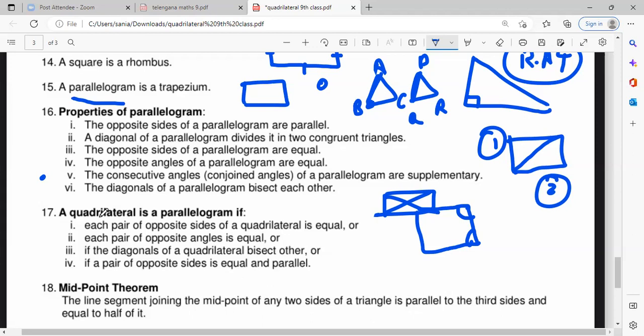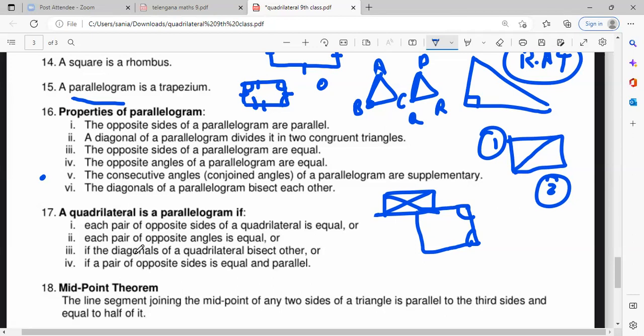And then, a quadrilateral is a parallelogram if. These are the properties. For example, I gave you a quadrilateral and told you to prove that this is a parallelogram. Any quadrilateral will be a parallelogram if, first, each pair of opposite sides of the quadrilateral are equal. For example, this and this and this and this, they are equal. Or the pair of opposite angles are equal.